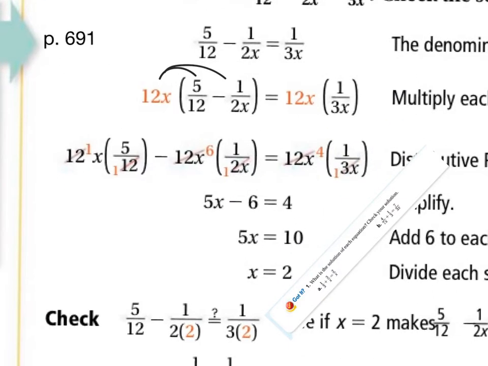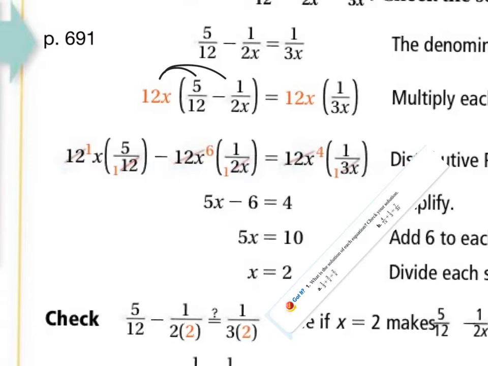So you can see with that first fraction, the 12's cancel. We still have an x we're multiplying by. That would be the 5x that they got down here. With the second fraction, the 12 and the 2, you can reduce by 2, and then the x's can cancel out. So that leaves us with 6 times 1, which is 6, and that was a minus in between there.